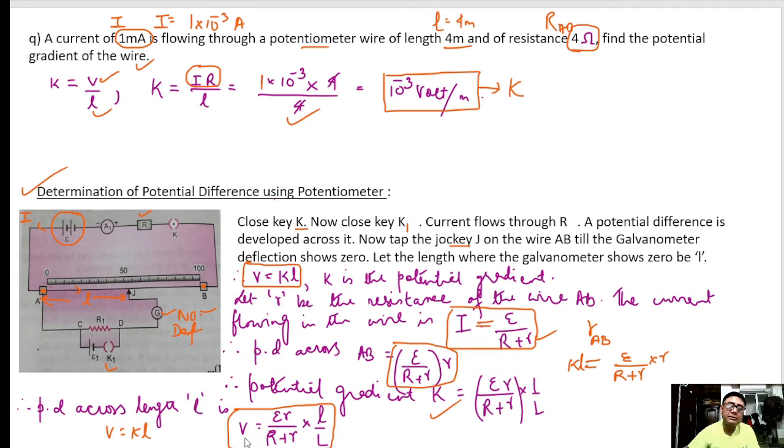We will get the potential difference of AB, and this potential difference VAB is the EMF E1. So this is how we calculate the unknown EMF. Clear?